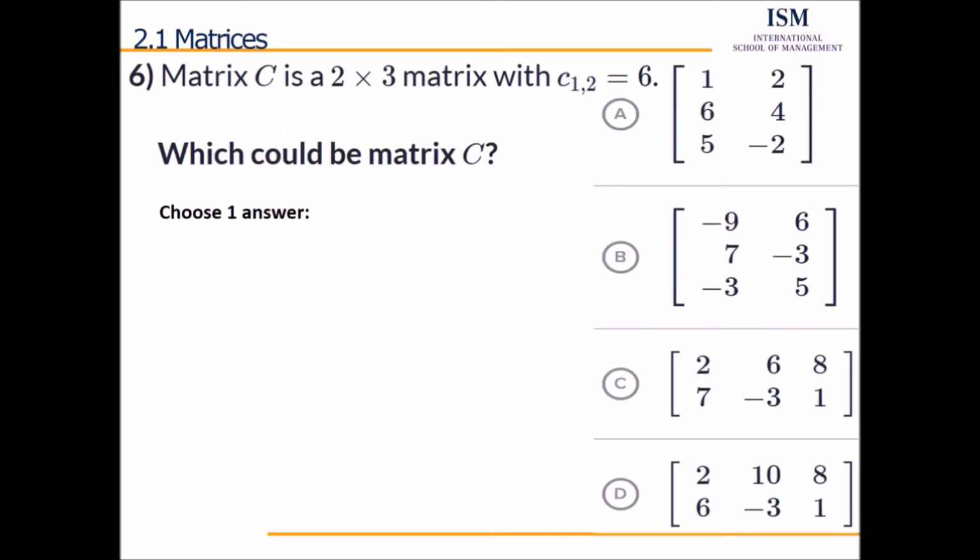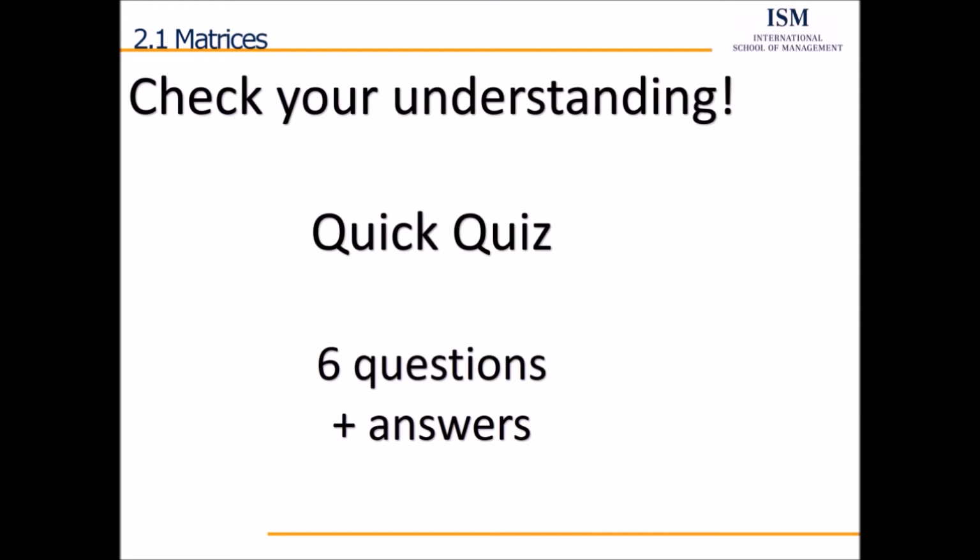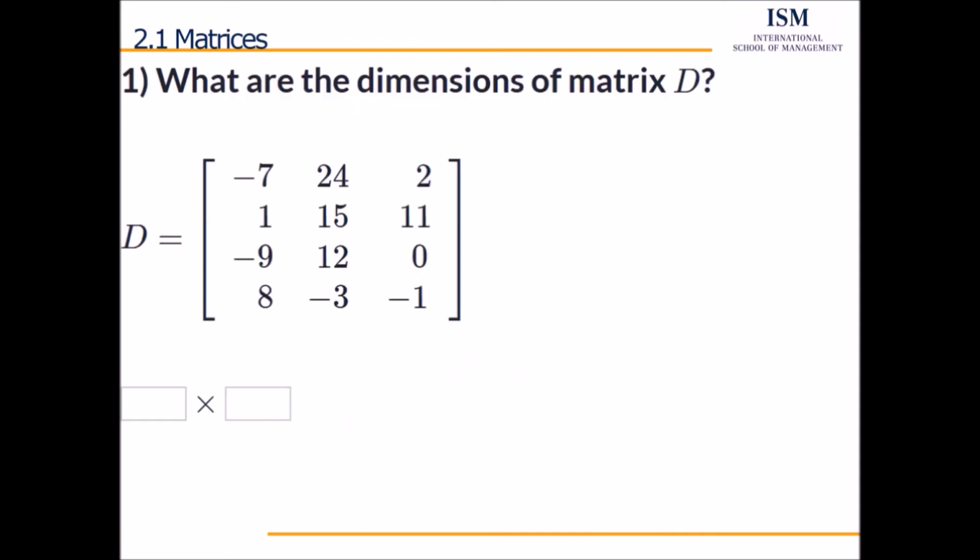And finally, question number 6. Matrix C is a 2 by 3 matrix with the element C 1,2 equal to 6. The question is, which could be matrix C? Which matrix can be matrix C? You have to choose only one answer. Again, you can pause or rewind this video. Take your time to answer. Okay, here are the answers to the 6 questions of our matrix introduction quick quiz.